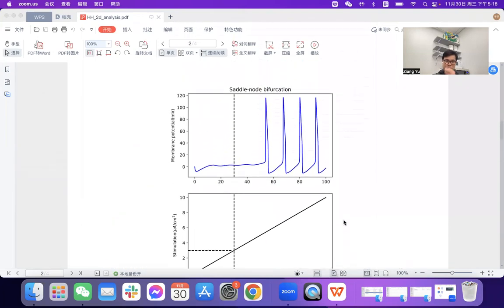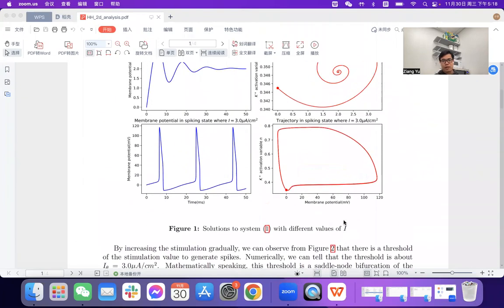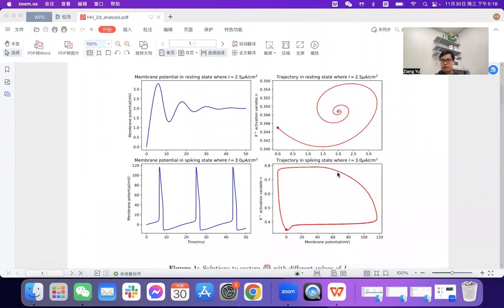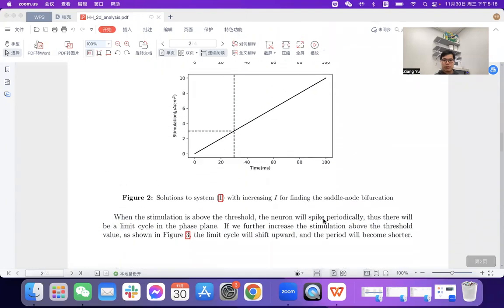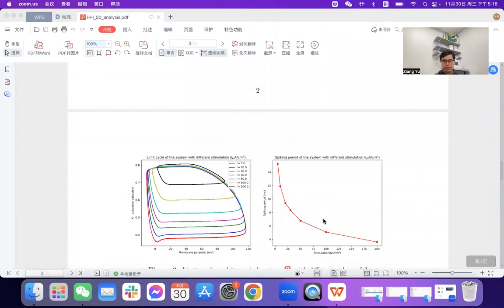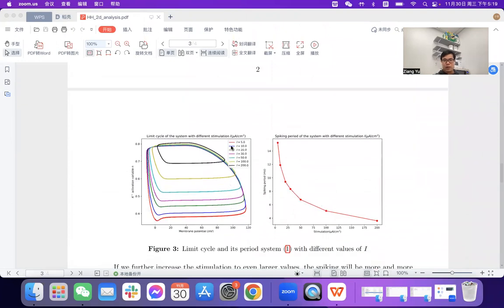If the stimulation is larger than the threshold, then there will be a limit cycle in the trajectory. I plot the limit cycle for different values of stimulation, and we can see that as long as the stimulation is larger than the threshold, there will be a limit cycle in this phase plane. The way to do this is just to run the simulation and it will converge to this limit cycle. This has been done in the homework a lot of times.